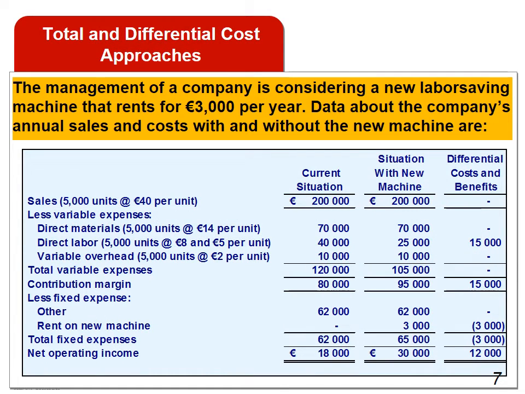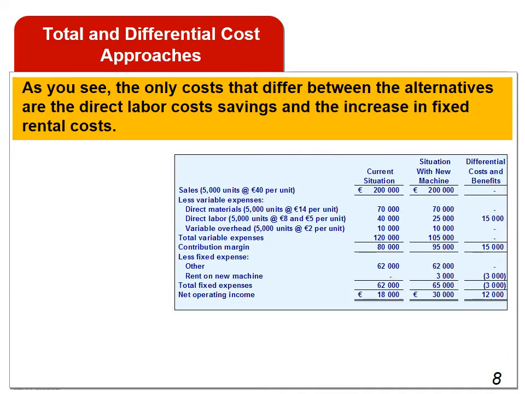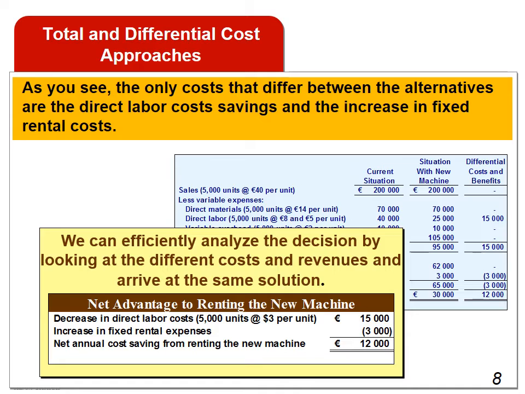Assume the following information for a company considering a new labor-saving machine that rents for €3,000 per year. The total approach requires constructing 2 contribution format income statements, one for each alternative. The difference between the 2 income statements of €12,000 equals the differential benefits shown at the bottom of the right-hand column.